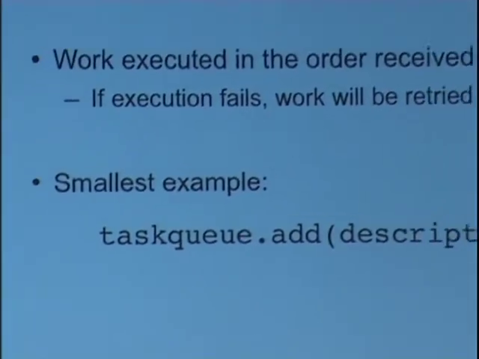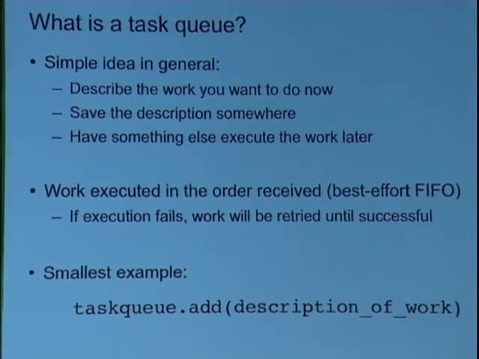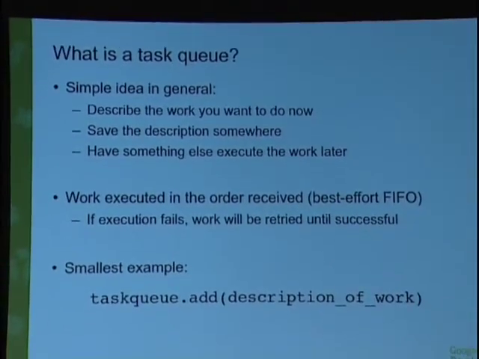So if for whatever reason the execution fails, it'll be retried until it's successful, or you delete it. So the smallest example of task queue in action here is taskqueue.add and then a description of work, whatever that may be. That would be the simplest idea. Just do this later. Add this to the list.